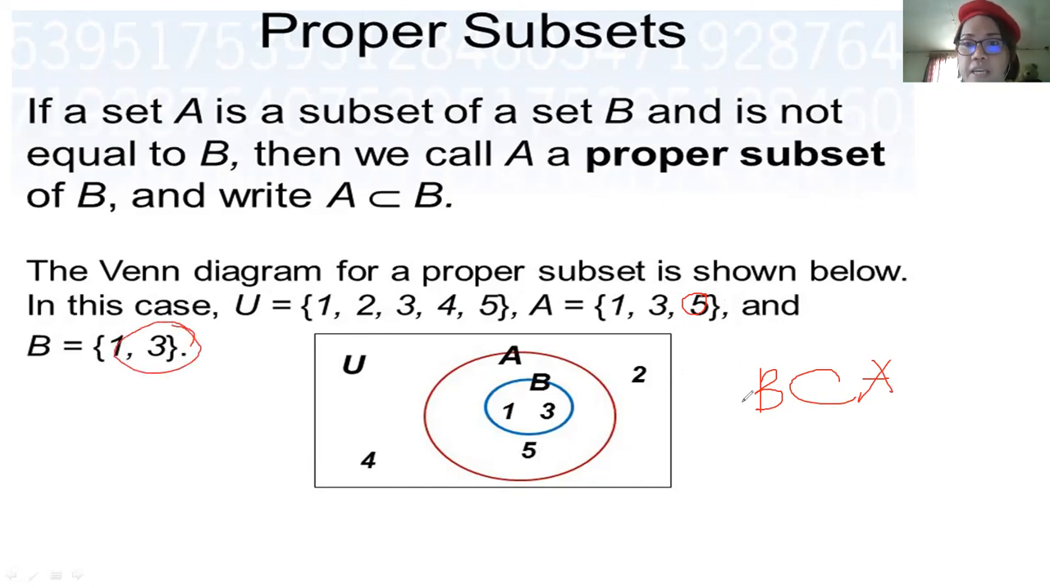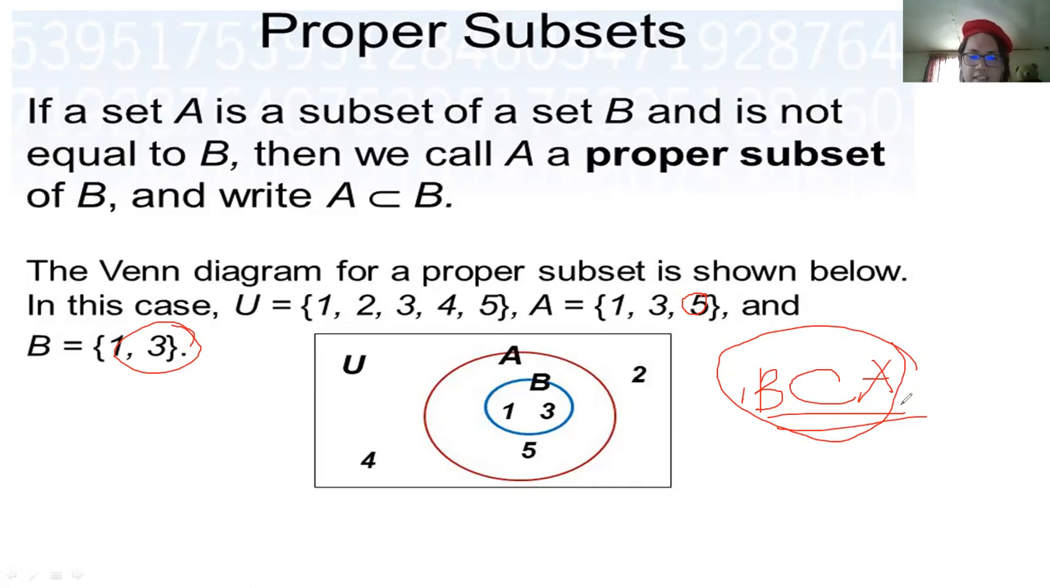That's why B is a proper subset of A, because set A consists of at least one element that is not in B, which is 5. So we can say that B is a proper subset of A. I hope you'll be able to grasp the concept of a proper subset. I want you to remember that one.